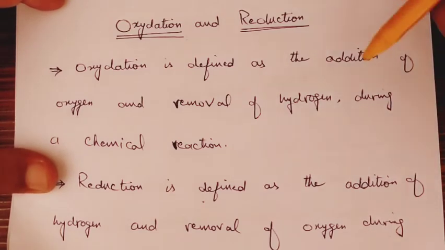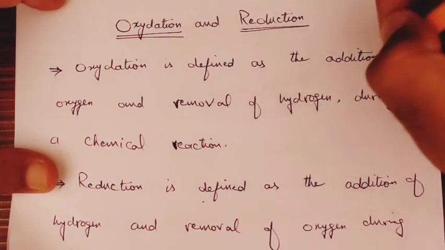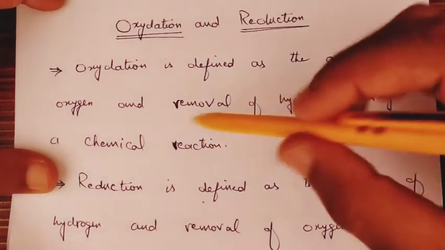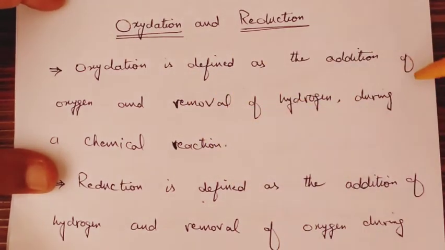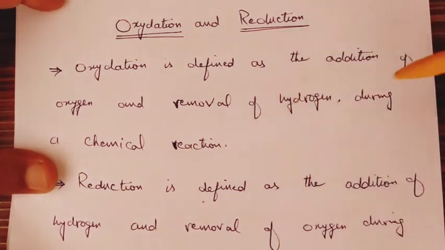So first of all, we see the definition of oxidation and reduction in terms of addition or removal of an atom. Oxidation is defined as the addition of oxygen and the removal of hydrogen during a chemical reaction. In a chemical reaction in which oxidation occurs, the oxygen is added and the hydrogen is removed. This is known as oxidation.